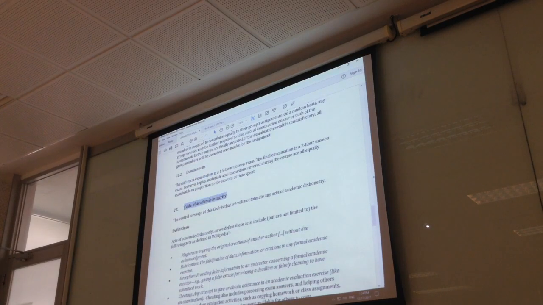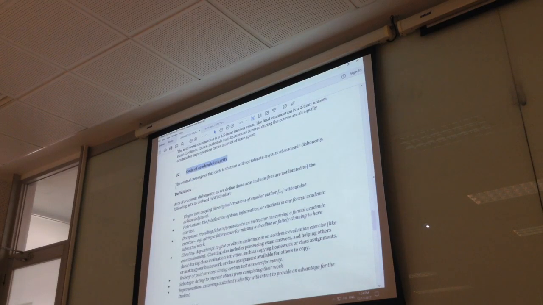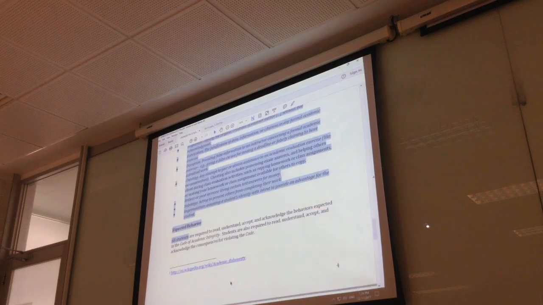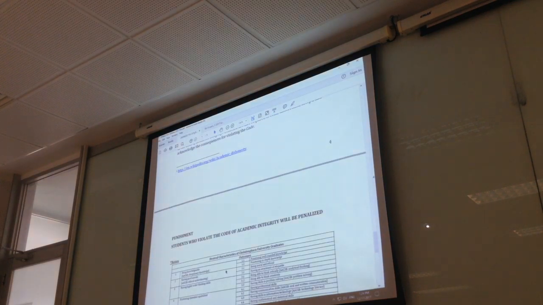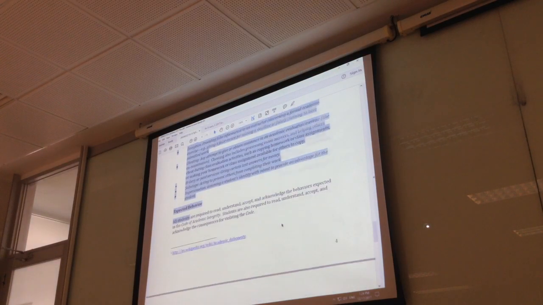Code of academic integrity: just keep cool, that's all. Don't get into any fishy business, and all the rest can be ignored. If you violate the code of academic integrity, you get punished.